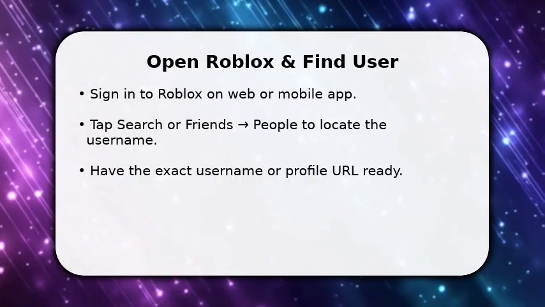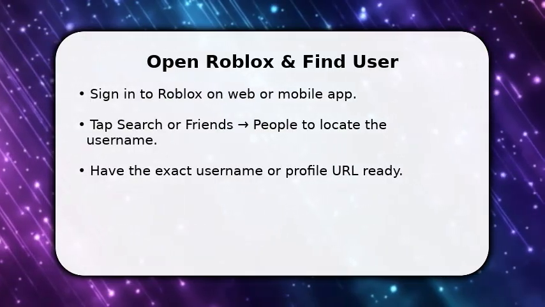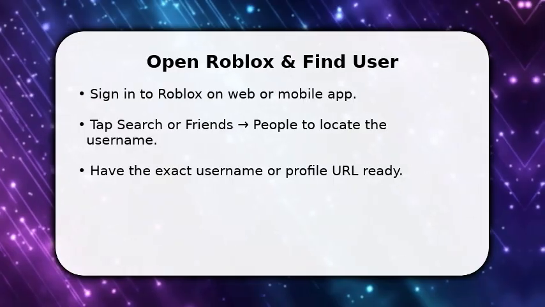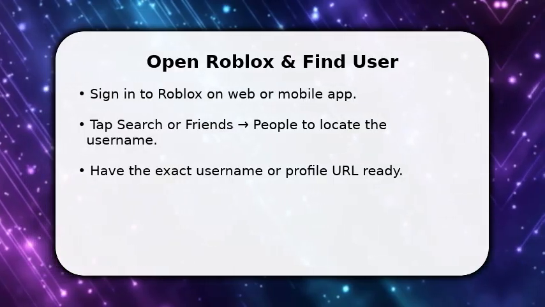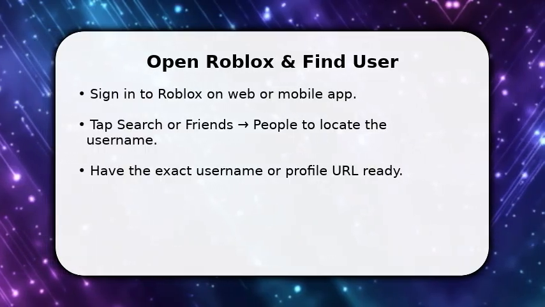You're signed in, so find the person whose friend request you sent. Use search or the friends tab and type the exact username. Partial names can return many results. Once you see their profile, tap or click it to open the profile page.